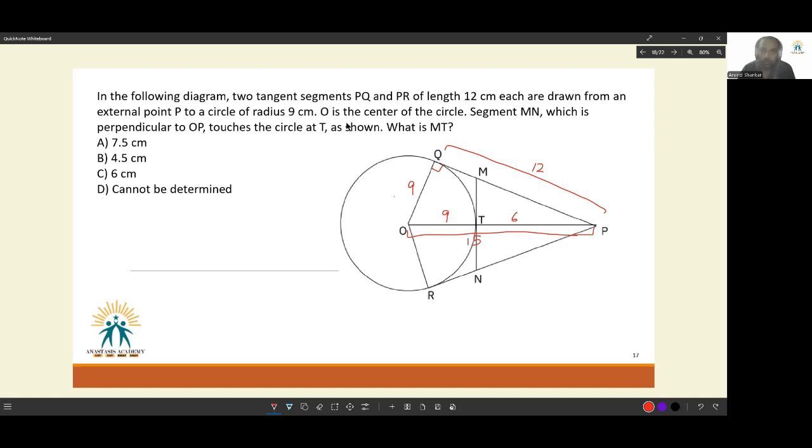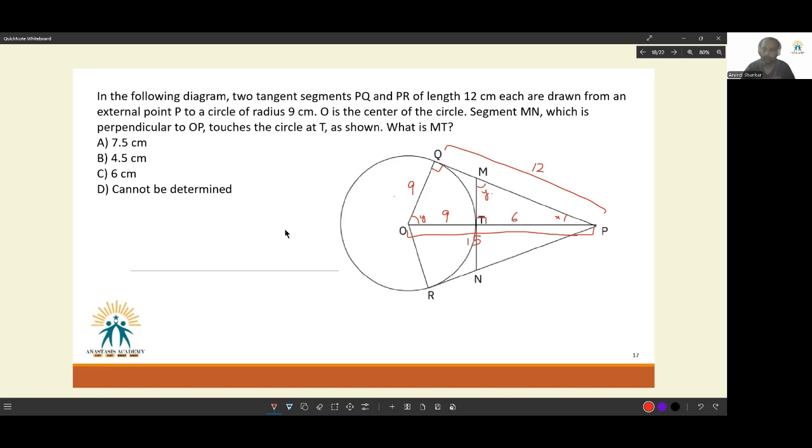Next, what is asked? O is the center of the circle. Segment MN, which is perpendicular to OP, touches the circle at T. What is MT? Length of MT is being asked. Okay. Look at this angle. This will be X. This will be Y. This will be 90 degree. This is X. This is 90. This will be Y.